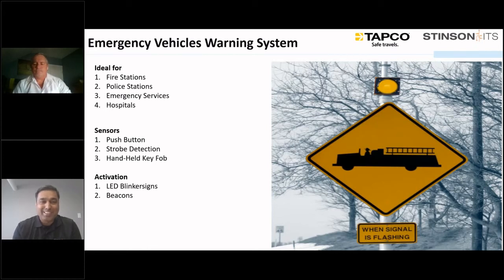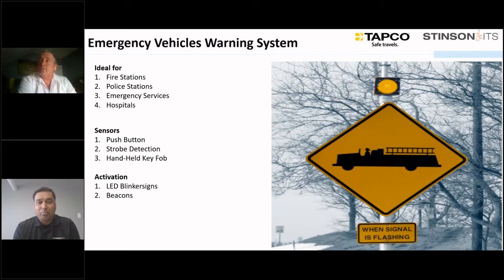So emergency vehicle warning systems are also very interesting, and I'm surprised that we don't see so many of them in Canada. They are very popular in the US and are ideal for use in front of fire stations, police stations, emergency services stations, and hospitals. Depending on the individual needs of the location, we can provide push buttons, automatic strobe detection, or even wireless key fobs to trigger the activation mechanisms, which can be, again, blinker signs or flashing beacons.